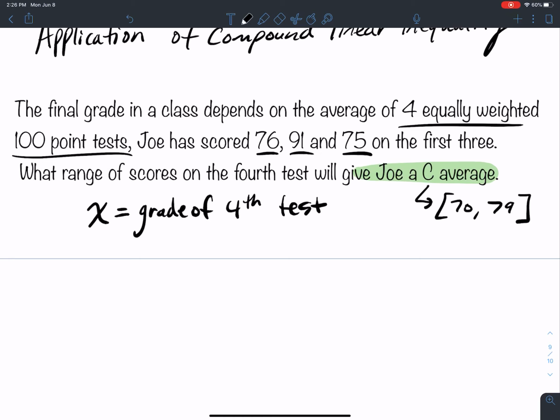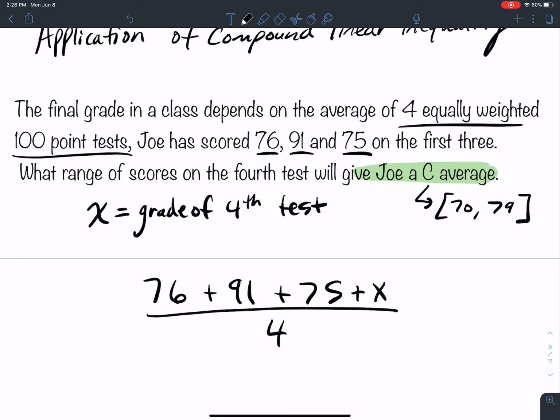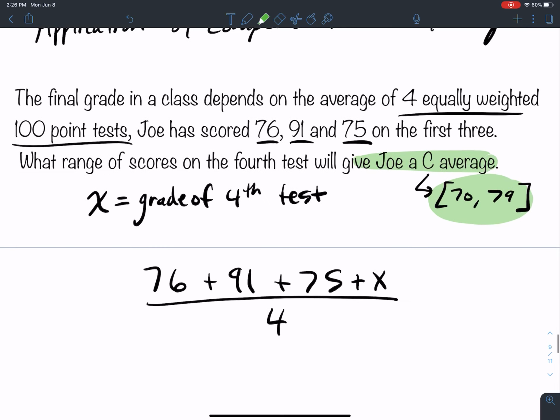Well, how do I do average? When I think about average, I add up all the test scores, so 76 plus 91 plus 75. And then we got one more, test 4, right? But we don't know what it is, so we call it x. Now, I add up all the grades, and I divide by how many there are. There's 4 of them. Okay, that's how I get the average. Now, I want my average to be between two numbers. I want it to be at least 70 and at most 79. Okay, and then that gets me my C, right?